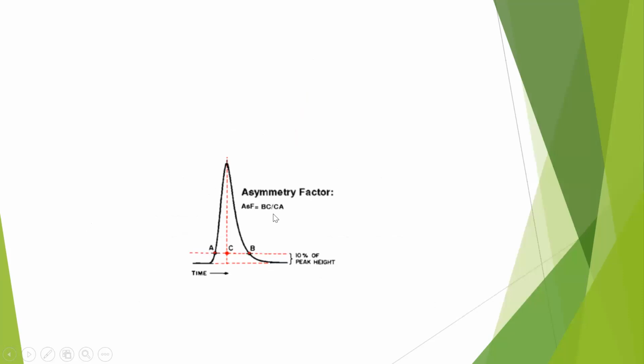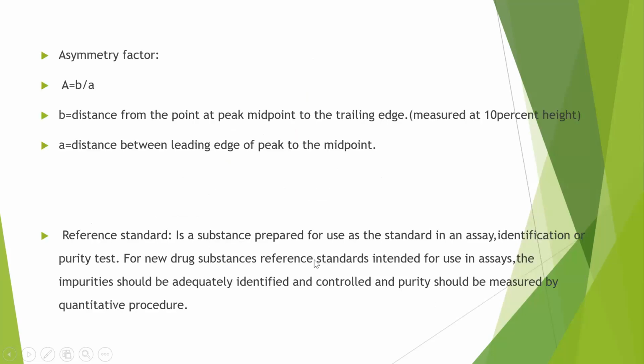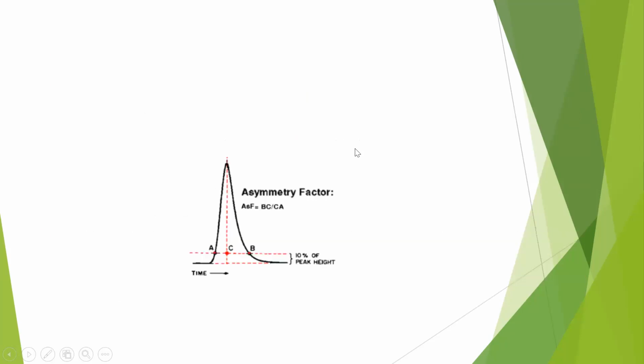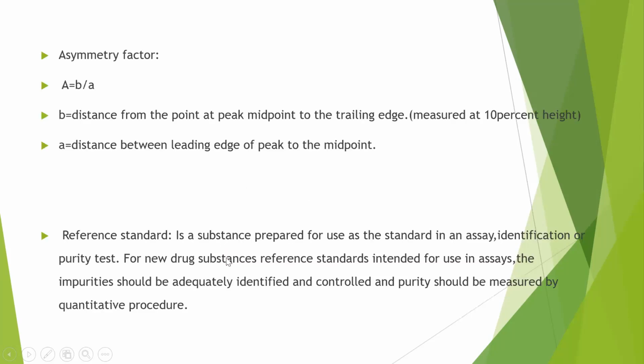Asymmetry factor is calculated by using this formula BC by BA, at 10% of the peak height. Simply you can write as B by A. B is the distance from the peak midpoint to the trailing edge and A is the distance between leading edge and the midpoint. So this is small b, distance from the peak midpoint to the trailing edge. Distance between leading edge and the vertical is the A.